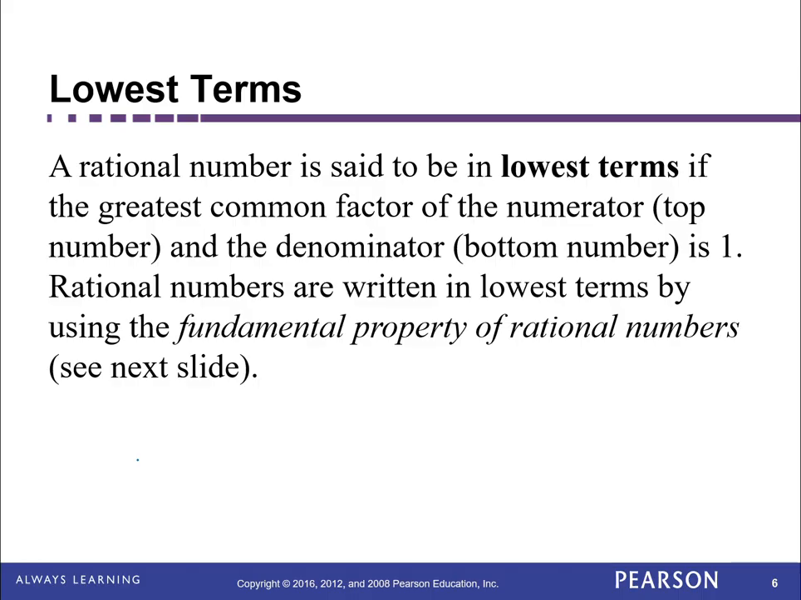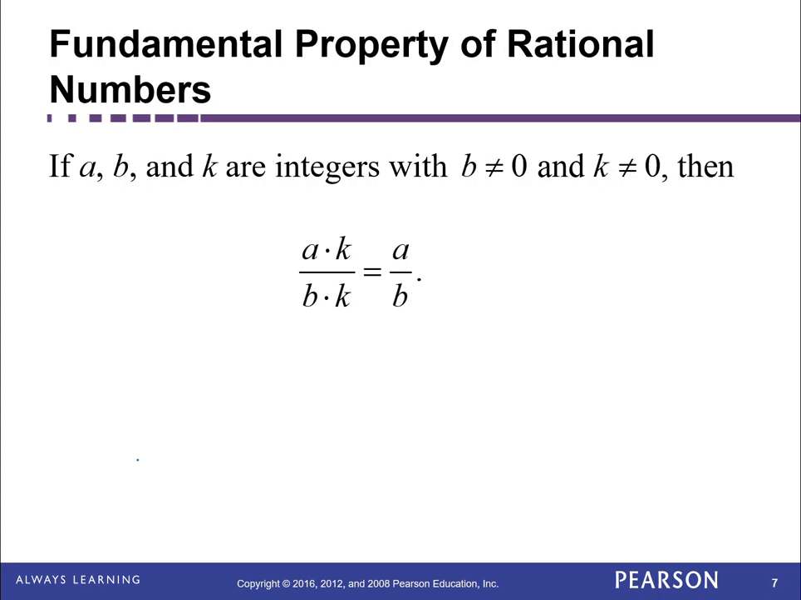The rational numbers are written in lowest terms by using the fundamental property of rational numbers. Now, the fundamental property of rational numbers states that if a, b, and k are integers with b not equal to 0 and k not equal to 0, then a times k over b times k is the same thing as a over b. Essentially what happens here is these cancel themselves out.